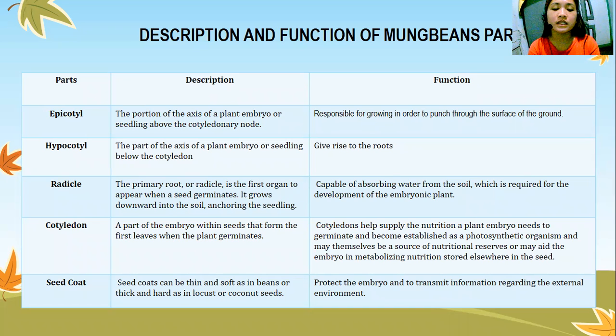The last part is the seed coat. The seed coat can be thin and soft as in beans, or thick and hard as in locust or coconut seeds. Function: to protect the embryo and to transmit information regarding the external environment.